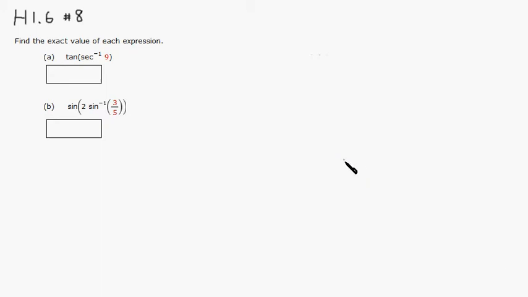Okay, let's go over homework 1.6, number 8. For part A, we need to simplify tangent of arc secant of 9. Since we don't like arc secant, I'm going to replace it by letting theta be arc secant of 9.